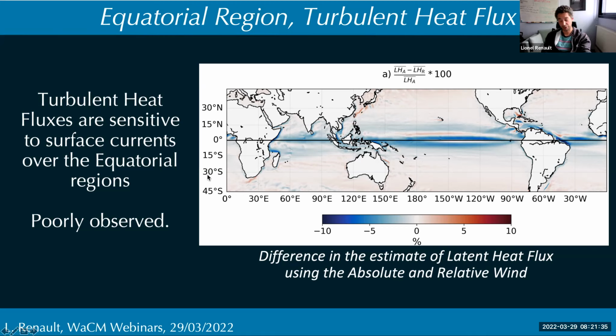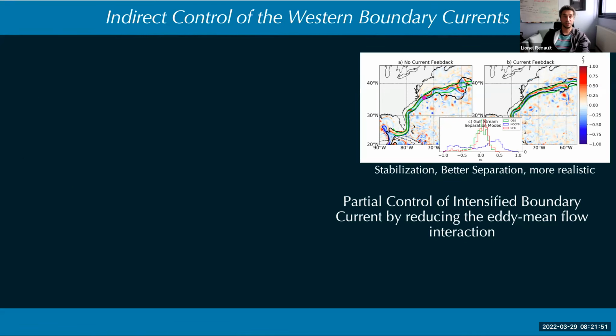So having the information of surface stress, temperature, and current, it's very important to have an accurate estimate, not only of the wind work and coupling coefficient, but also of turbulent heat fluxes. And it's not only a local impact, but also an indirect large-scale impact, especially for example for Western boundary currents. So this is an example for the Gulf Stream.